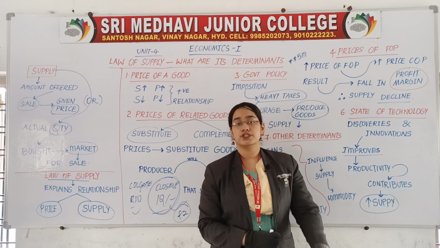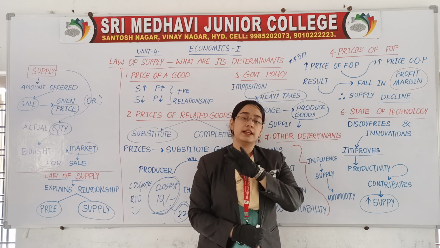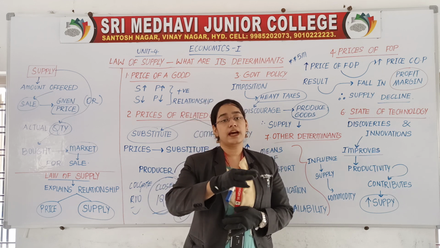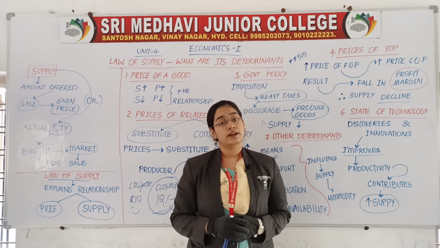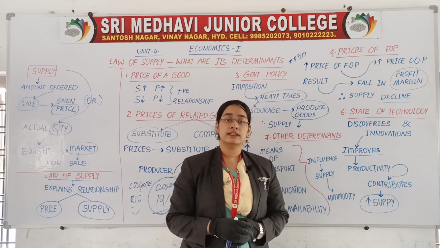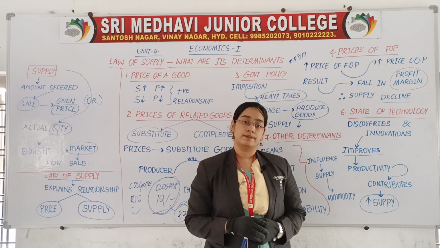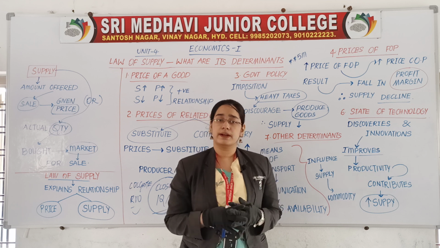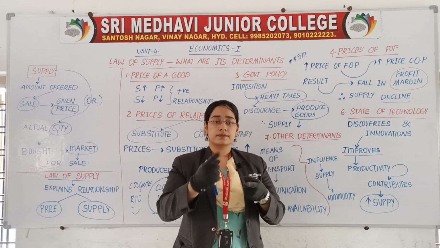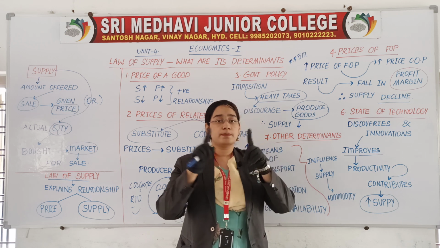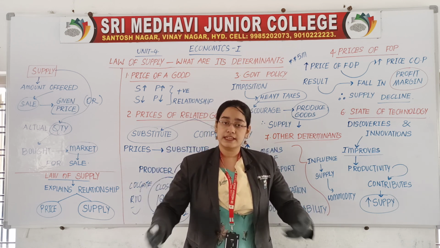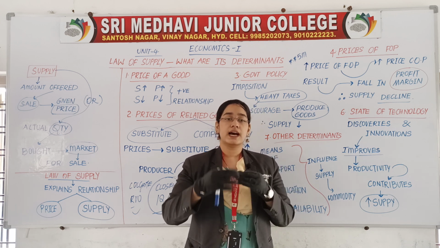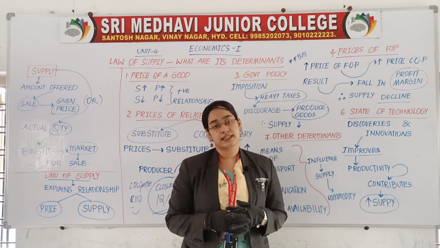What are the factors of production? Land, labor, capital, organization. If the laborers are asking for higher wages, instead of 2000 they are asking me for 5000, then in this way, for all the factors of production, I need to pay higher wages to laborers, higher rent for the land, and more interest for the machinery which I bought. So all these are increasing my expenses.